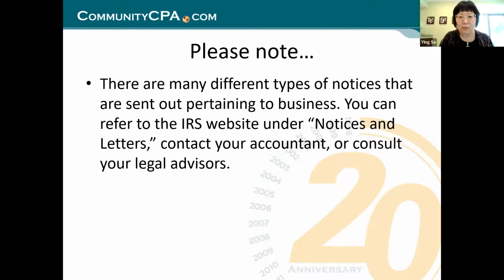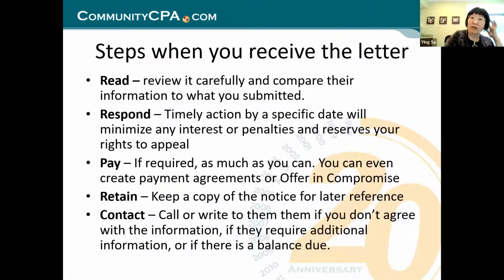And there are many different types of notices that get sent out pertaining to business. You can refer to the IRS website under notices and letters, or contact your accountant and legal advisors. And by the way, we do have attorneys in our firm, so we do provide legal services. However, our legal services are very focused on business. We don't do any other kind of litigation, but tax related, business contract related, partnership dispute related, that kind of legal services. And when you receive the letter, what do you do?